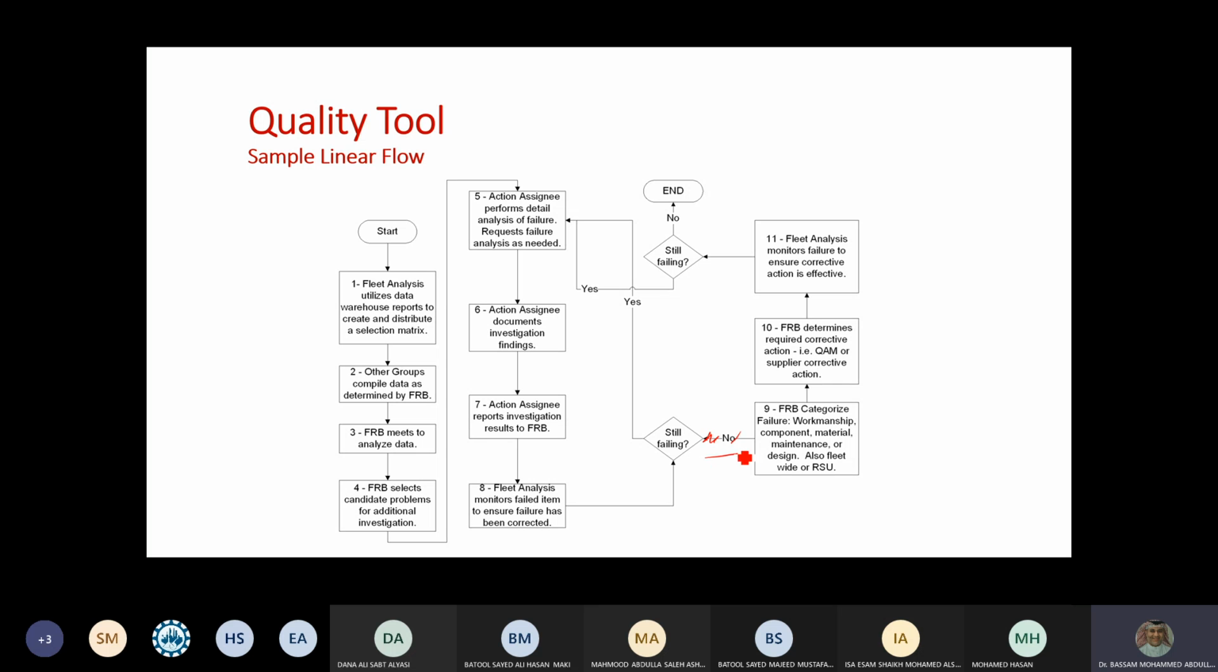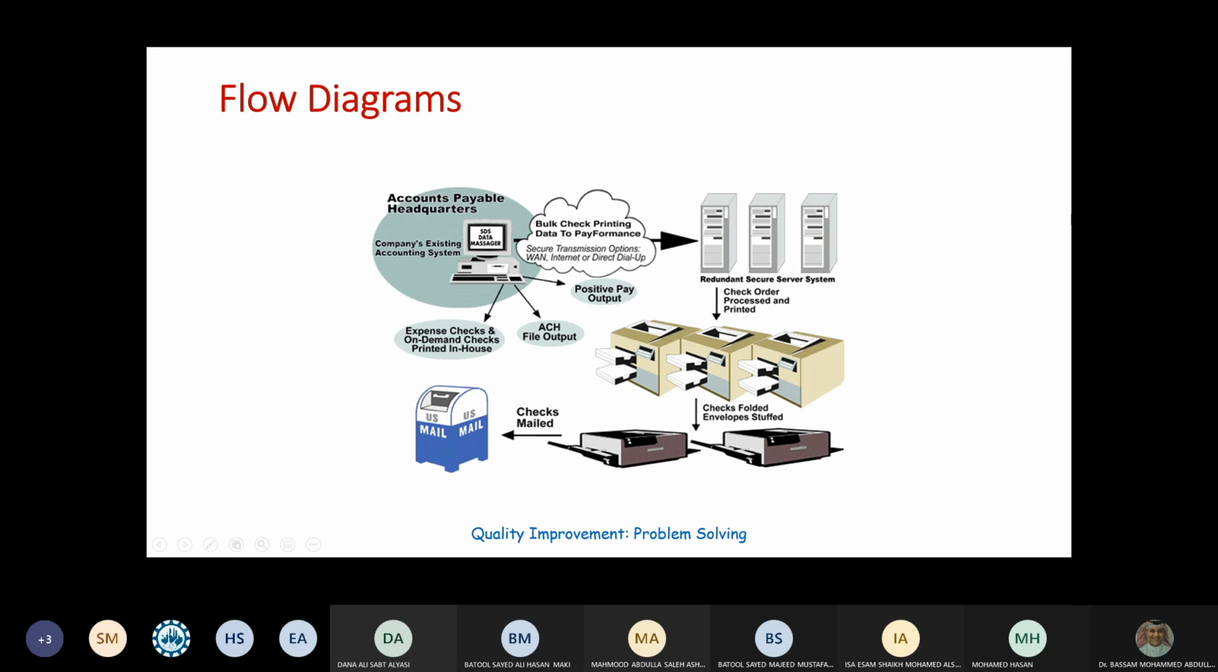This is not correct. It's like that, where you categorize the failure, you determine the required action. Determine the required corrective action, because you're saying that I found out the solution that doesn't make it fail. So you have it here, and then you're going to monitor everything till the end. And start and end, they have the same shape.